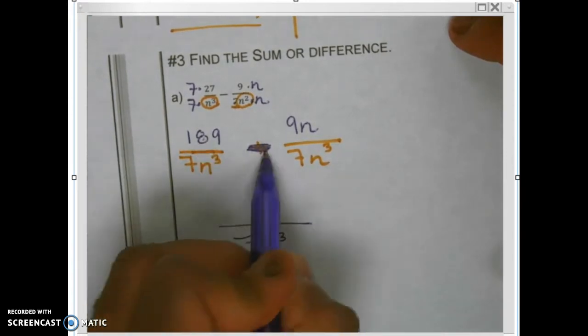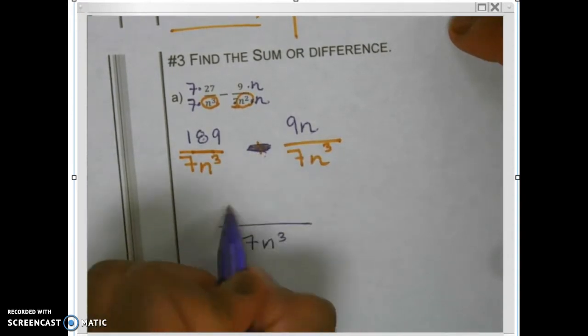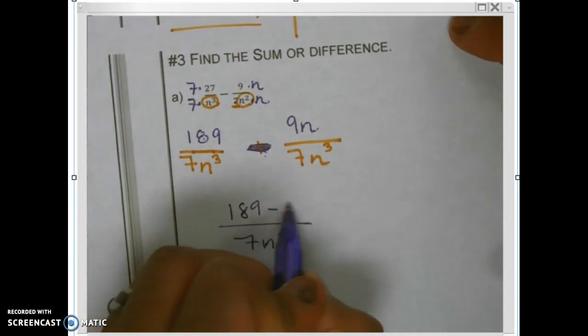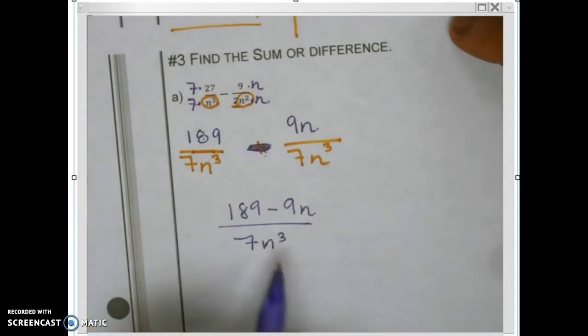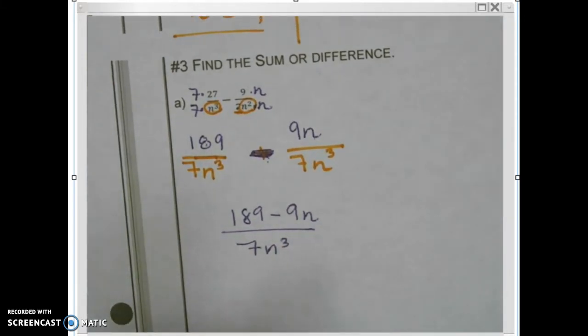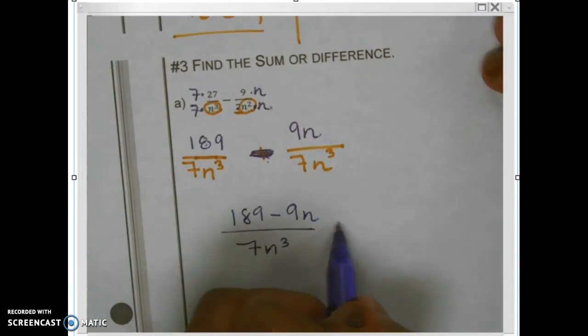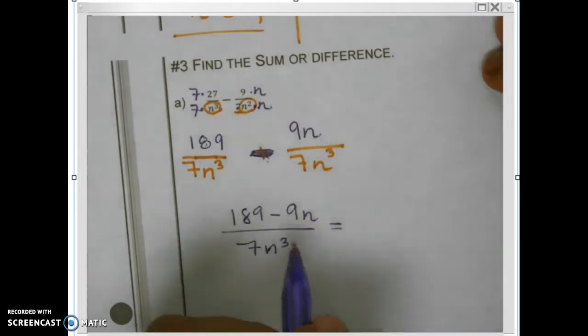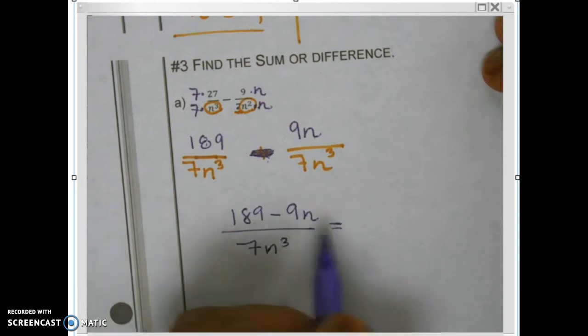I can now combine the numerators, which is 189 minus 9n. Can I add these terms? Heck no. Why? One has an n, one does not. But the question is, can I simplify it? I think so, because I believe that 9 can go into both of these terms.